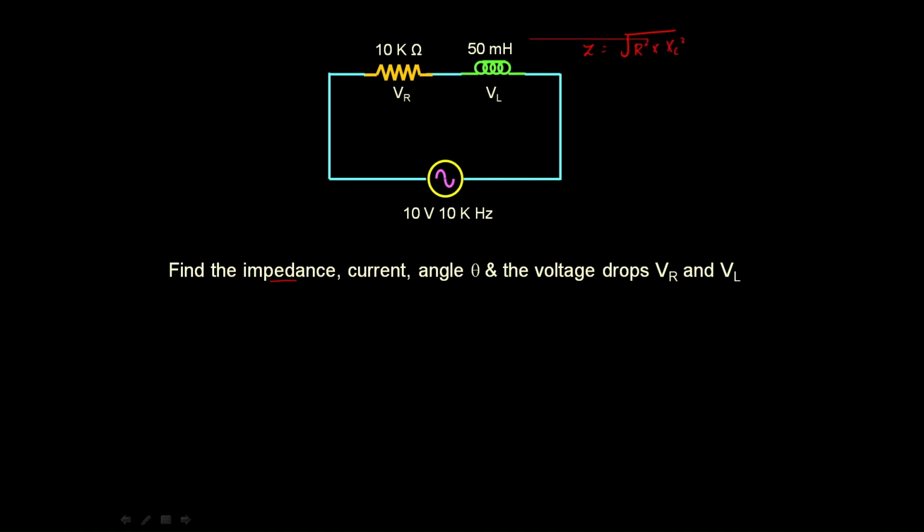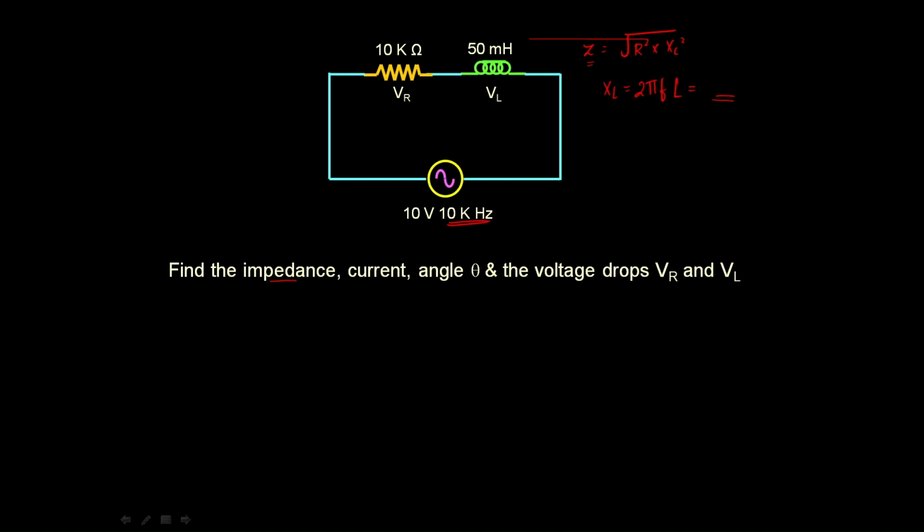So I have to find XL right now. XL will be 2 pi F into L. F, you know, is 10 kilohertz. Frequency is denoted by hertz. And the inductor is 50 millihenry. If you solve, you will find this. If you substitute the XL and R here, you can find the complex number Z.